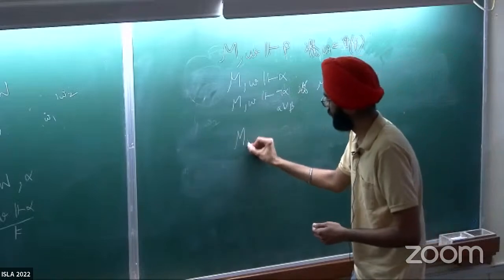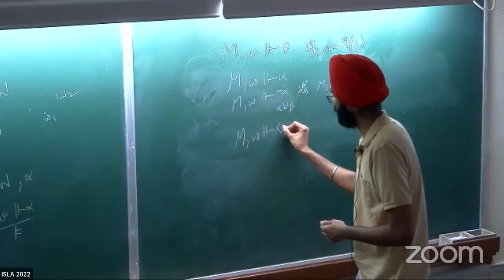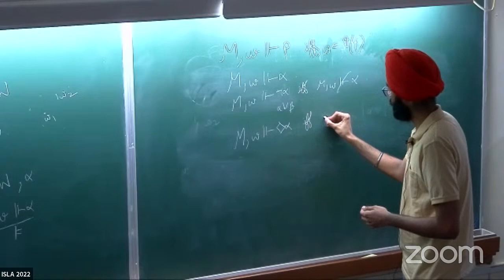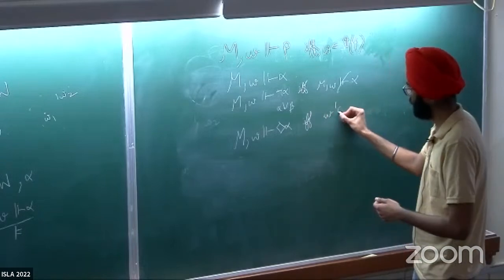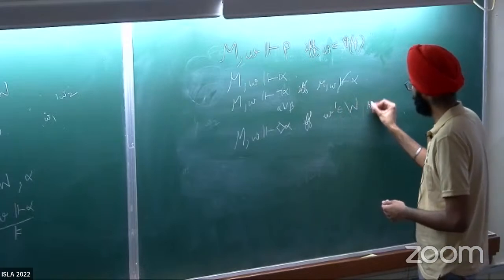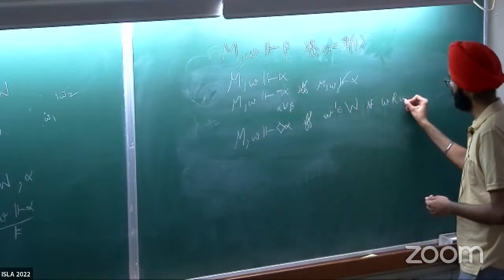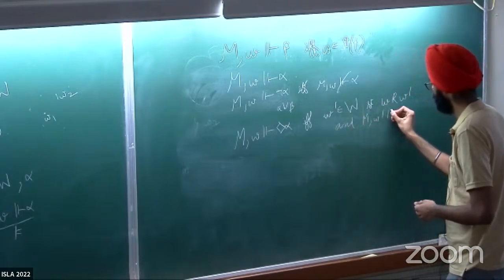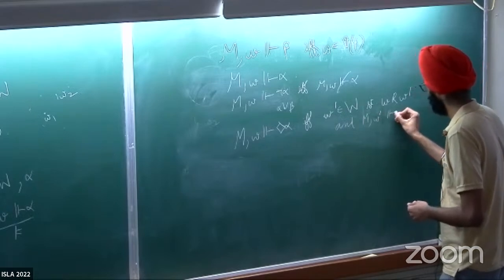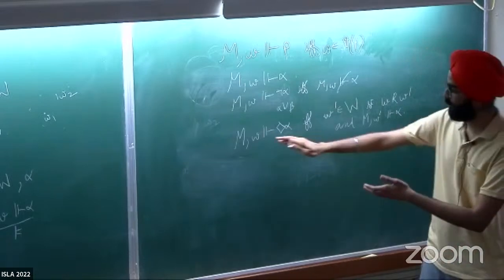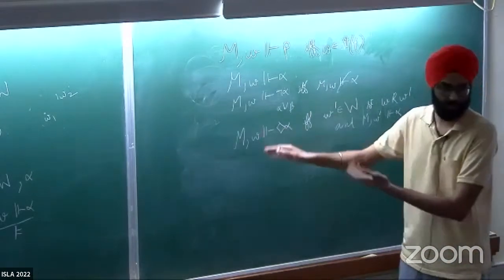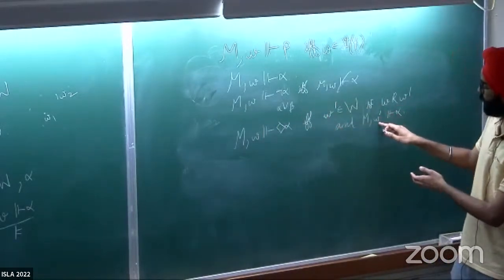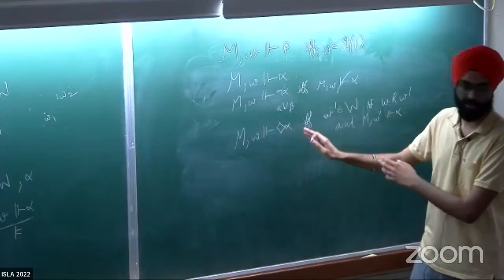Now I will show what it means for diamond alpha to be true at W. This is if and only if there exists a W dash belonging to W such that W is related to W dash and M, W dash double turnstile alpha. So it does not matter whether alpha is satisfied at W or not. What we are saying here is if there is a W dash which is related to my world W, and at that W dash alpha is satisfied, then I say that diamond alpha is true.